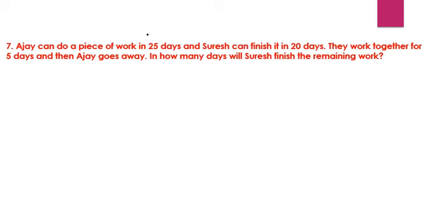Ajay can do a piece of work in 25 days and Suresh can finish it in 20 days. They work together for 5 days and then Ajay goes away. In how many days will Suresh finish the remaining work? So here Ajay and Suresh. First part of the solution: Ajay is given as 25 days and Suresh is given as 20 days.